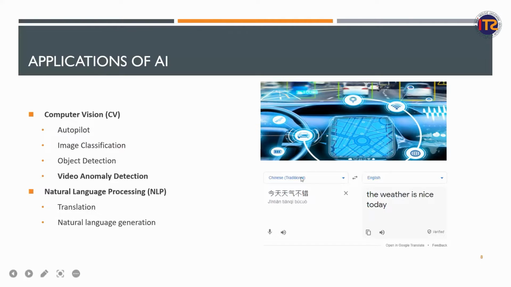For example, online translation. This is Chinese, which means the weather is nice today. Or for natural language generation, we can find so many applications of AI in many different areas, also in IC design, integration design, solar energy, and computing, and so on and so forth.